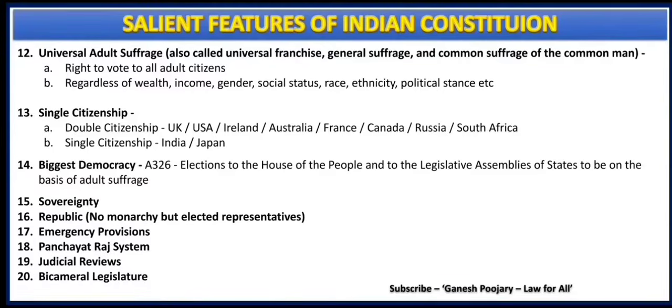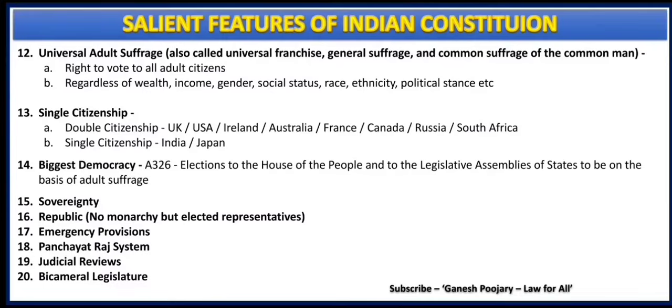And then we have serial numbers 19 and 20, that is judicial review and bicameral legislature, as salient features of the Indian Constitution. If you remember, while discussing serial number 10, I mentioned in bold judicial review under Article 13. There I gave a glimpse of this particular point. And bicameral legislature, I discussed while covering serial number 9. Why have I brought them here again? Because as independent points they are also important features of the Indian Constitution.